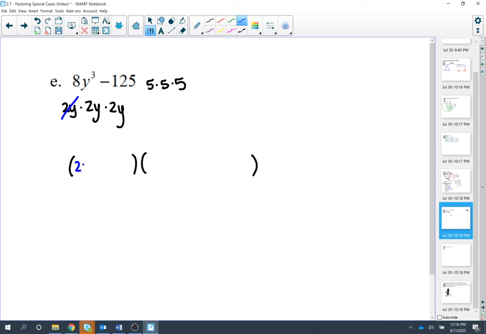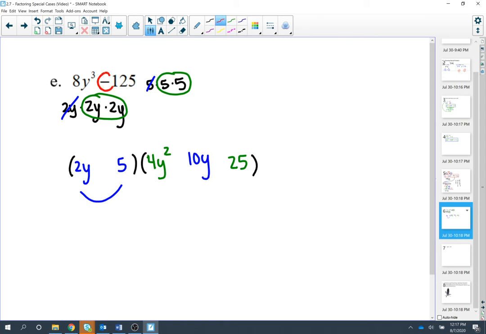One of your 2y's, one of your 5's. Other 2y's, multiply them back together. So 2y times 2y is 4y squared. 5 times 5 is 25. Do you remember how to get the middle term? Multiply. So 2y times 5 is 10y. Then we go back. Look at your sign. Same, opposite, always positive. And you're done.